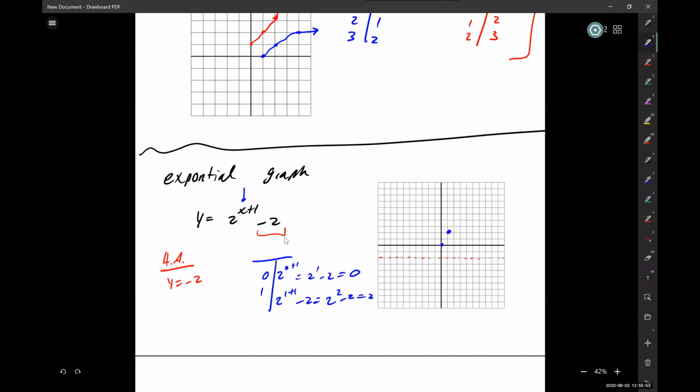And the way an exponential graph always works is one side is going to move away from the asymptote, and the other side is always going to move towards the asymptote. Okay, so this would just be an example of a quick and easy graph of an exponential equation. Any questions on this?